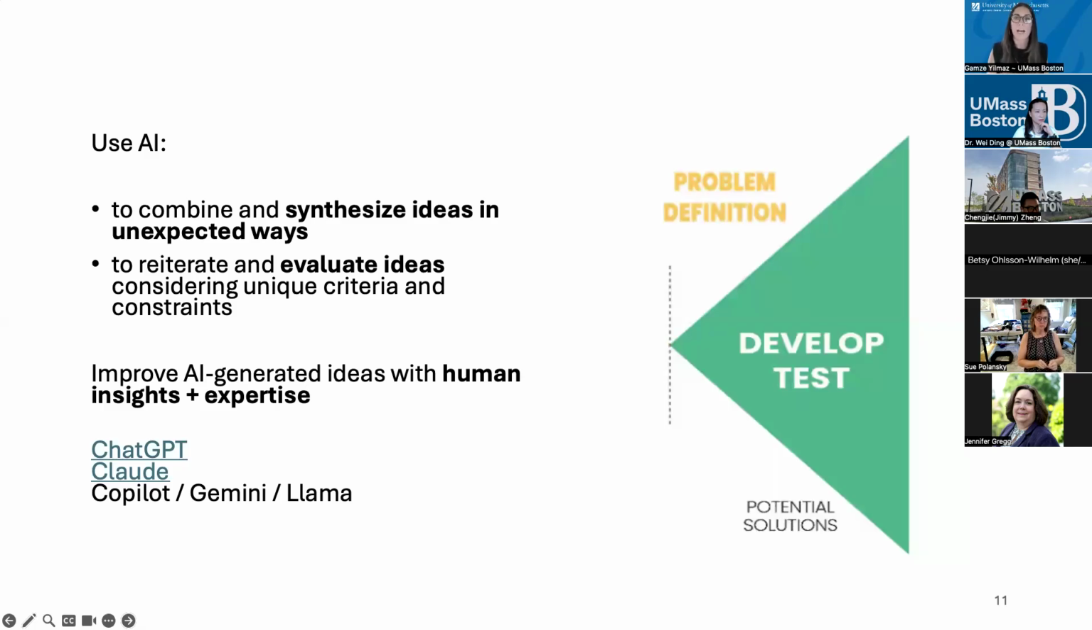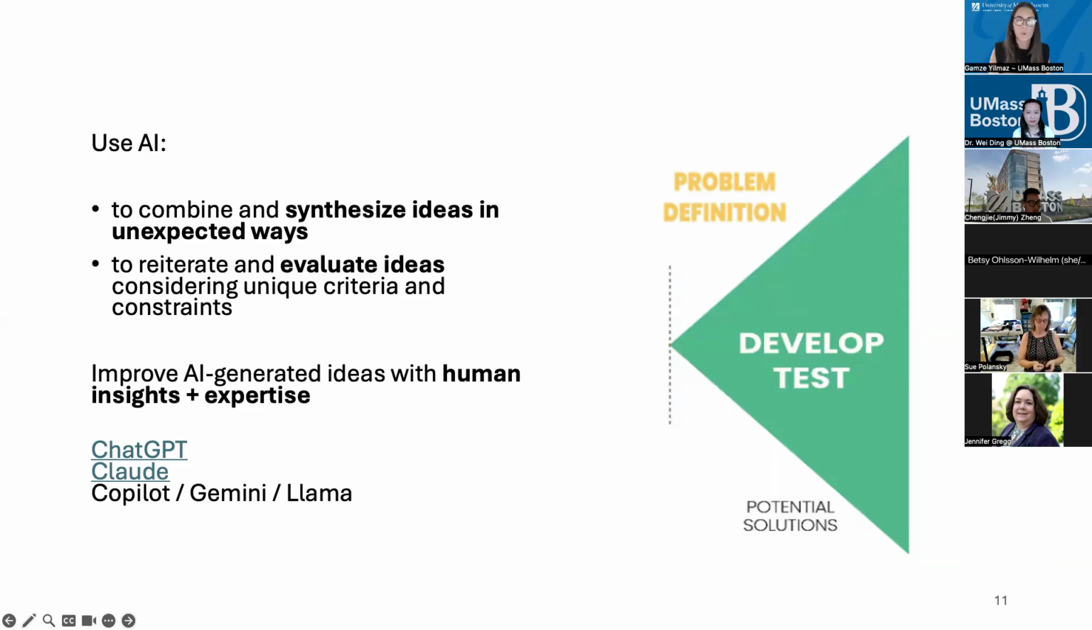So in the developing ideas phase, the ideation phase in design thinking terms, we can use AI systems to combine and synthesize ideas in unexpected ways. We can also ask it to evaluate ideas considering unique criteria and constraints. Of course, at the end of the day, again, we are engaging in human-AI iterative problem solving. So we need to bring all these outputs to our team meetings, filter them through our own critical thoughts, and improve them with our own human insights and expertise, because AI can never understand the true context of our problem or the expectations of the users.